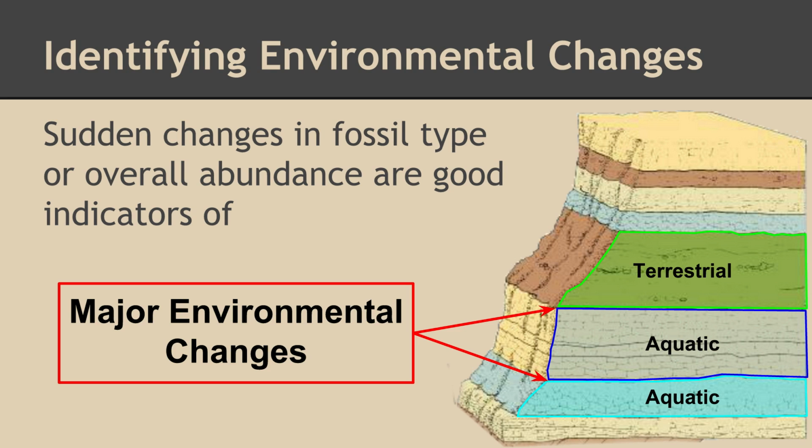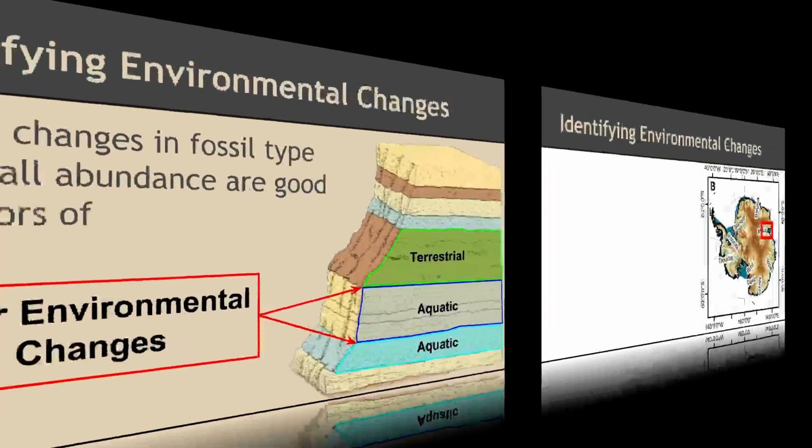These are not necessarily unconformities. This could be done continuously throughout time, but it's just an easy way for us to use fossils to identify when major events or major environmental changes have happened throughout Earth's history.